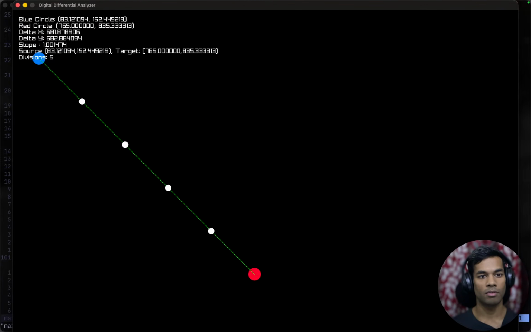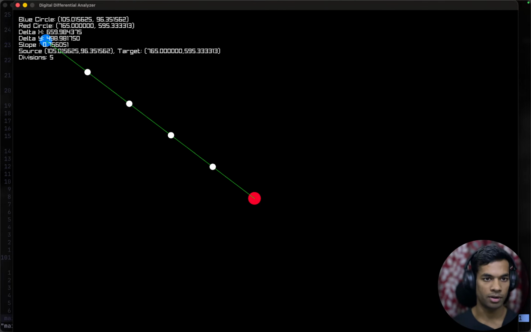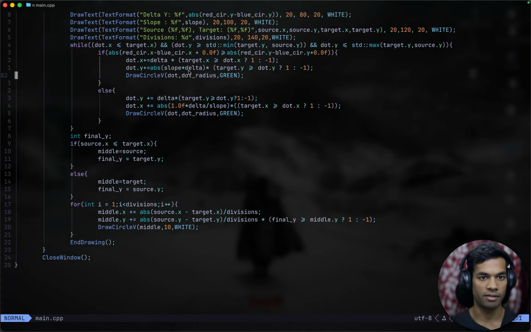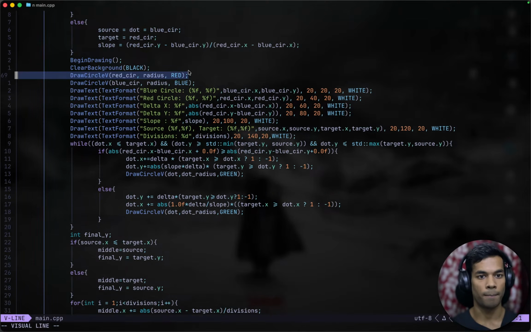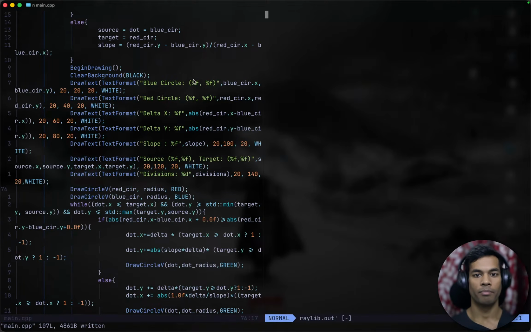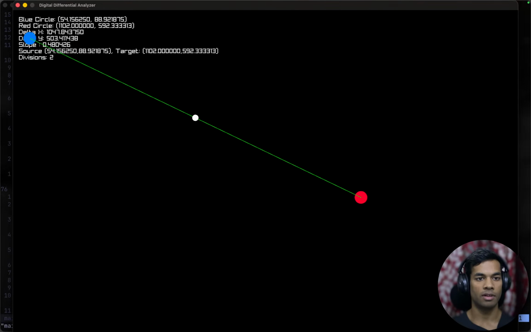I guess here we should draw the balls after drawing the text so that the balls are on top of the text. Yeah. So now, yep, the ball is on top of the text. That is nice.